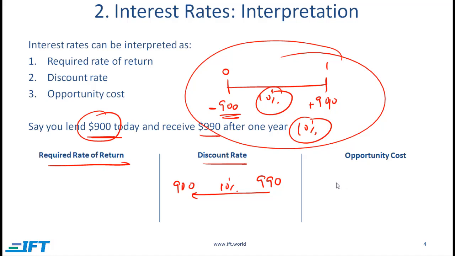And finally, opportunity cost. Let's say that you had taken the $900 and spent it on something else. What you have then done is you have foregone the 10% return that you might have received. And if you remember, the concept of opportunity cost is the cost of what you forego. In this particular case, what you have foregone is the 10% return. Therefore, 10% can also be thought of as an opportunity cost.